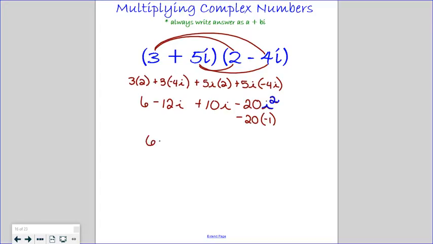So then we'd be looking at plus 20 there. And then it always asks me to write these in our complex format, a plus bi. So real number plus imaginary number. Our real numbers are 6 and 20. Combine those to get 26. Our imaginary numbers are negative 12 plus 10, or negative 2i.